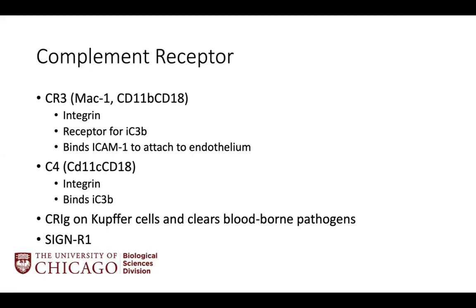Okay, last two, which I certainly know less about, are CR immunoglobulin, which is on Kupffer cells and clears blood-borne pathogens, and then SIGN-R1 are just other examples.